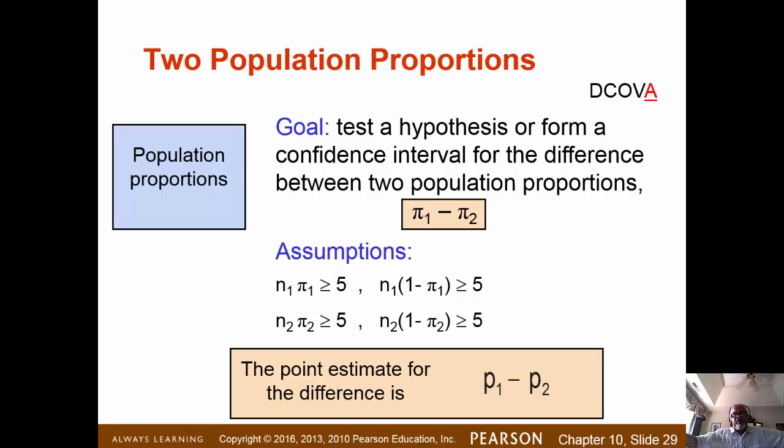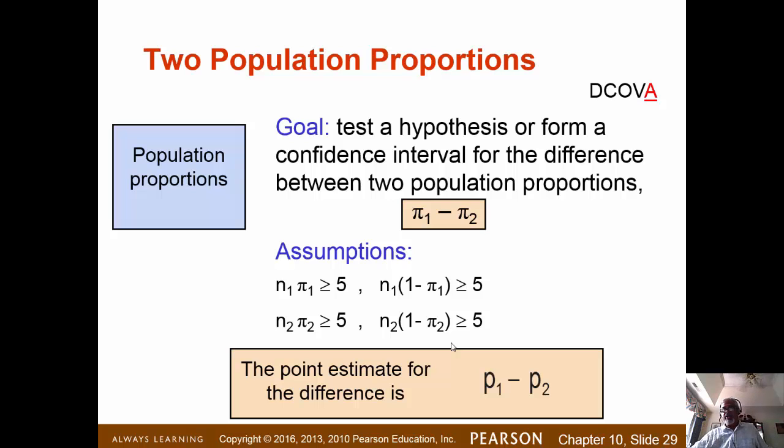So we take random samples. There is no paired sample here, only random samples, and we compute the proportion of success in the first sample, p sub 1, and the proportion of success in the second sample, p sub 2, and that's our point estimate. And this is the condition that must be true for the samples to be considered large enough for us to be able to use the normal distribution.